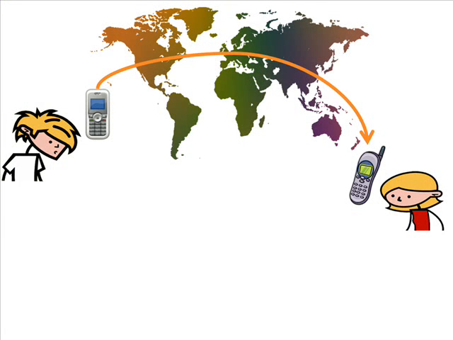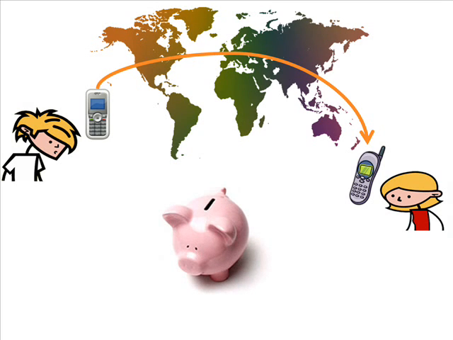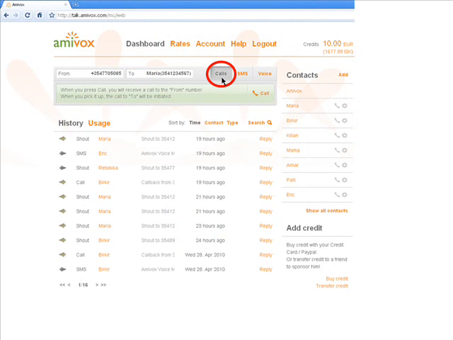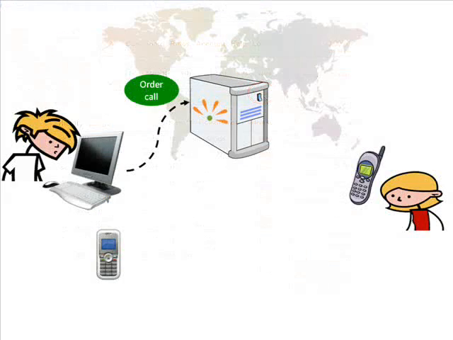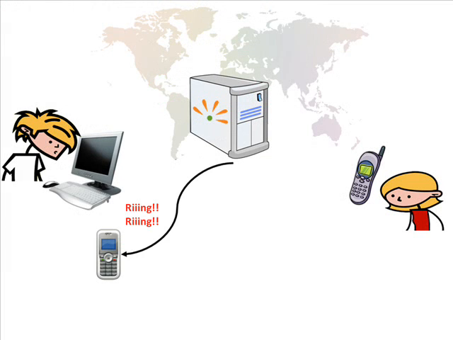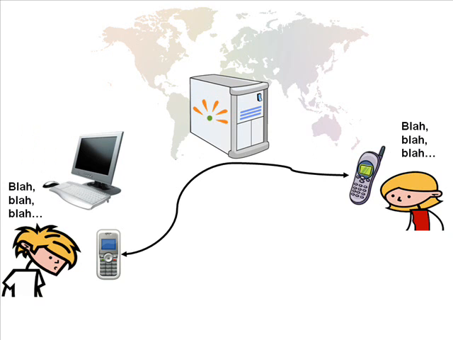If I want to place an international call, I can save a lot of money if I use Amivox. All I need to do is to select the calls function and click on the call button. Almost instantly, I'll receive a call back on my mobile phone, and as soon as I pick it up, I'll hear the electronic voice announcing that the call is being connected. At the moment when I answer the call back, the Amivox system starts the call to Maria, and as soon as she answers it, we will be speaking together.